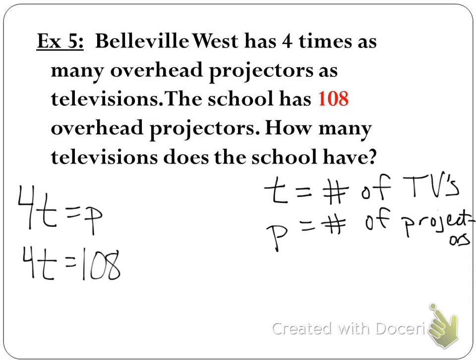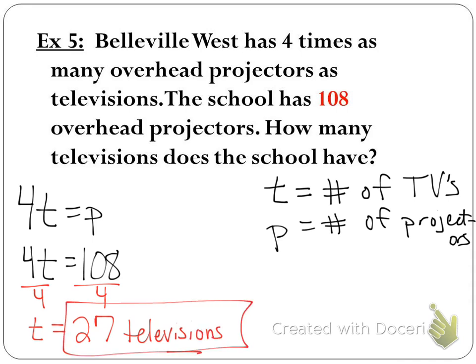So now 4T equals 108. I took the P out, I put 108 in. Substitution property. All right, now what? Divide by 4 on both sides. 27 televisions. Good. And then I would always double check on this one. Does that make sense? If you had 108 and 27, is that 4 times more? Yeah, it does work out. Any questions?